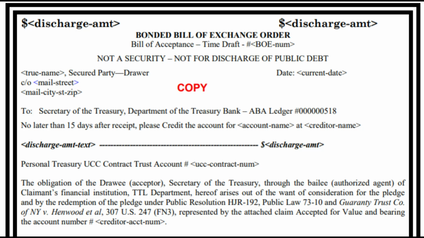So hereof arises out of the want of consideration for the pledge and by the redemption of the pledge under the public resolution, House Joint Resolution 192, Public Law 73-10, and the Guaranteed Trust Code of New York and Henwood. This is referencing a case number that you can reference if you're going to use common law and case law in order to get this done. So, represented by the attached claim accepted for value and bearing the account number of the creditor account number.